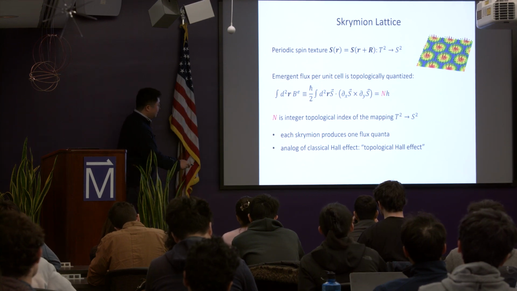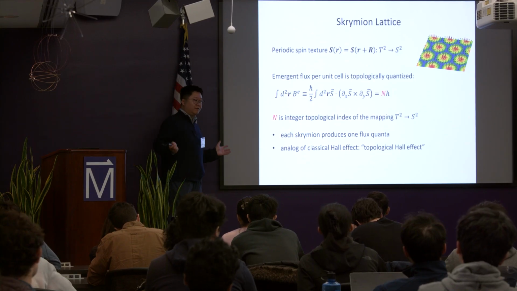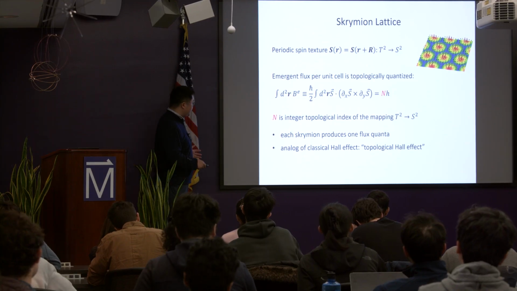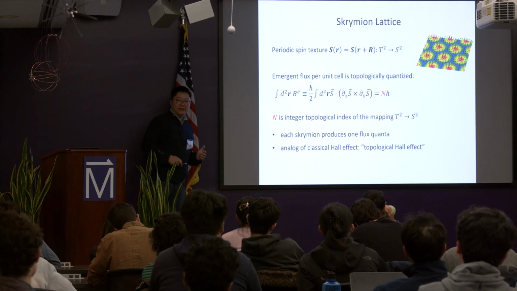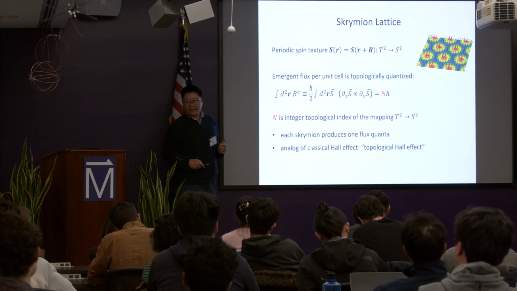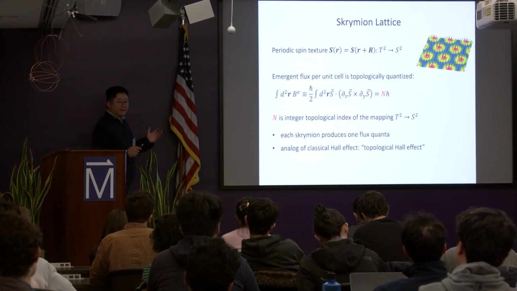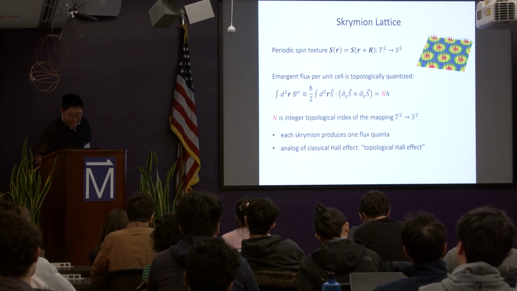So what this shows is basically you take a material with no external field, but it has a spatially varying spin texture. It really has an emergent magnetic field, and this emergent magnetic field can drive the analog of the Hall effect. And that's called the topological Hall effect. It has been observed in many magnetic skyrmion systems.